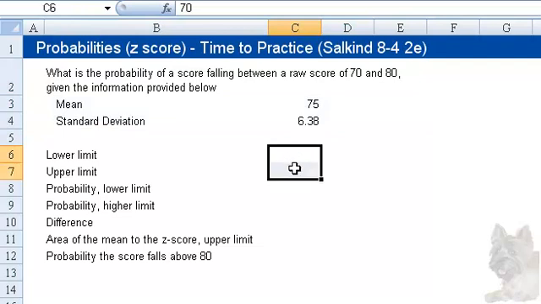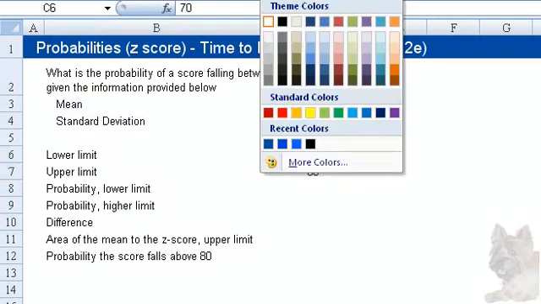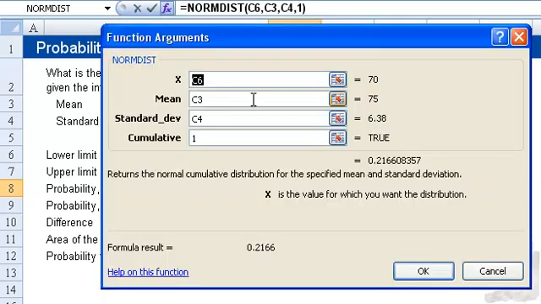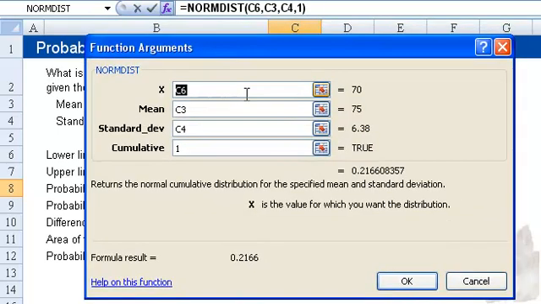Okay, now I want to jot in two numbers here. The lower limit is 70 and the upper limit is 80. And then we need to calculate the probability of the lower limit and the higher limit. So let me show you how I solve that one. If we click on the normal distribution function, we simply jot in where the variables were given.